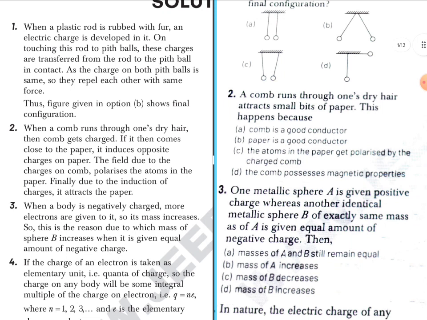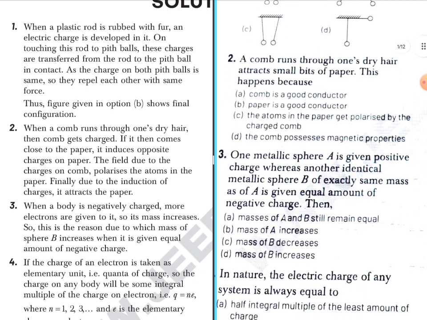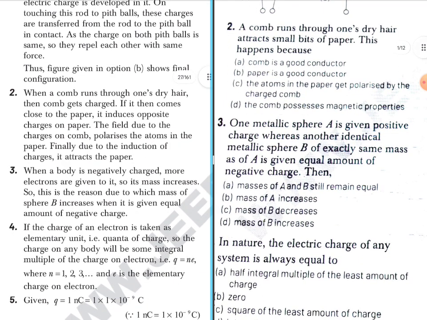A comb runs through one's dry hair. It develops charges, and then you place it near bits of paper. They attract because the paper is a polar dielectric medium, so the paper gets polarized, and opposite charge gets developed at the near end, and therefore the comb is able to attract the pieces of paper. Let's go to the next question. So option number C is the right answer.